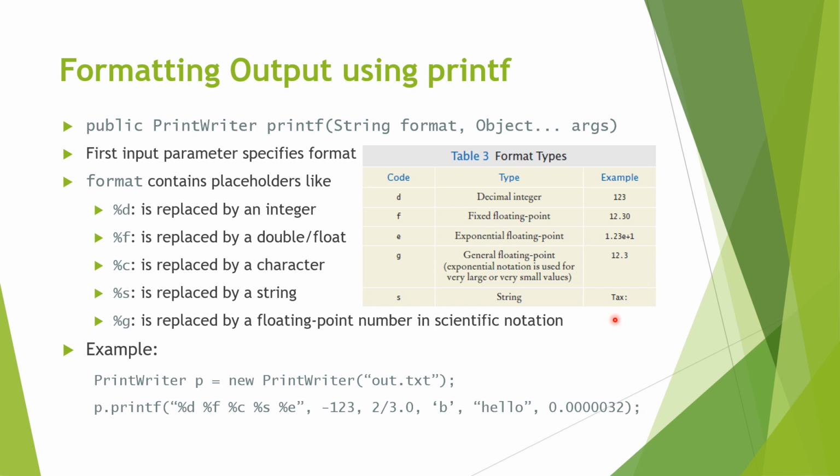There are some other placeholders like %G, which is replaced by a floating point number in scientific notation if the number is very large or very small, and it's going to be the same as %F if the number is not too small or not too large. We call %G a general floating point. So these are the most commonly used placeholders inside the format parameter of the printf method.